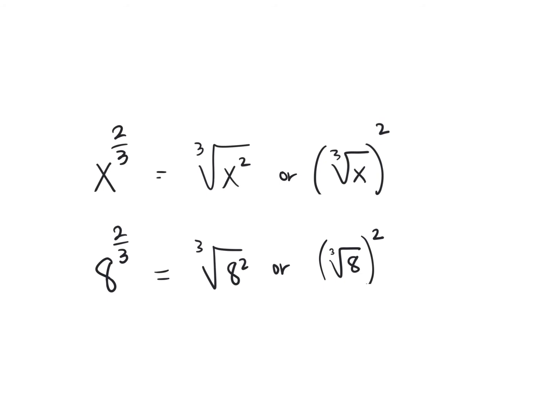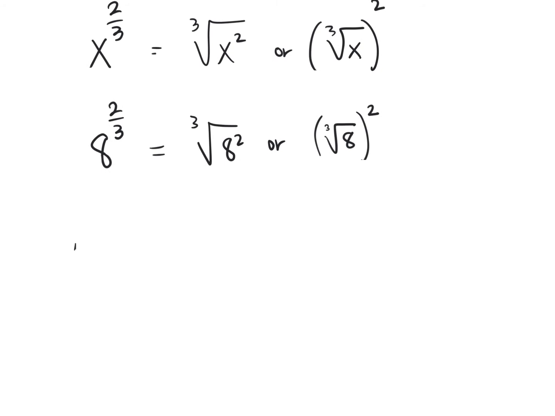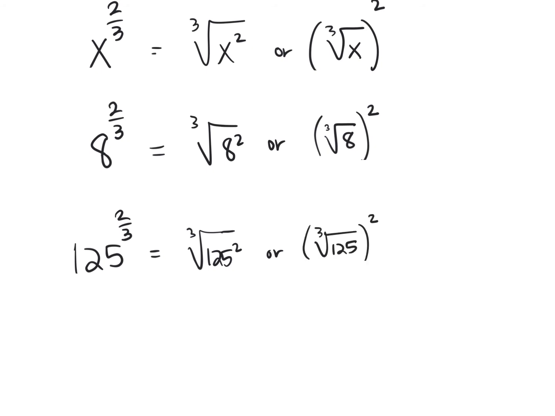Well, I mean, that's not horrible. Or we can do the cube root of 8, which is 2, square it, and you also get 4. So you get 4 either way, but then you start getting to numbers that are bigger. Suppose you had 125 to the 2/3. Do you want to do the cube root of 125 squared, or would you rather do the cube root of 125 and then the quantity squared?